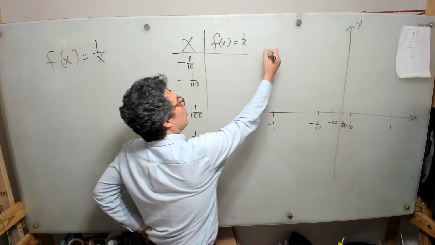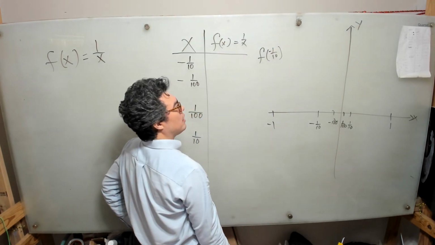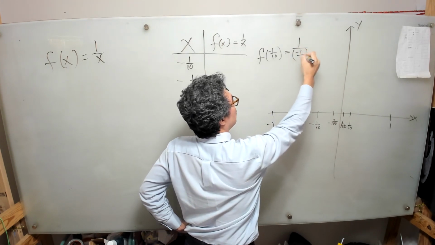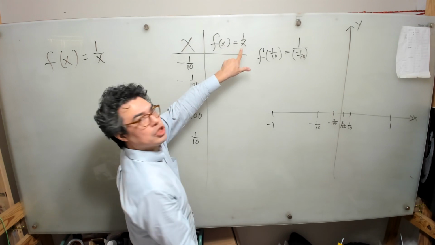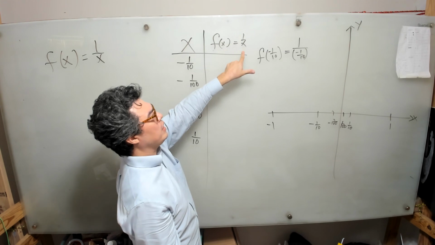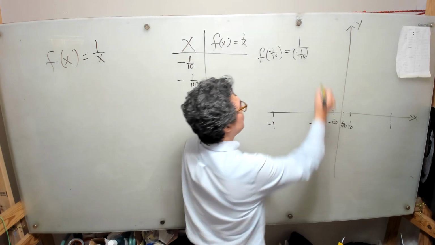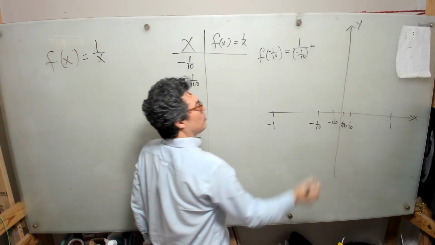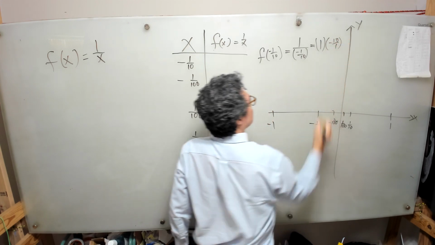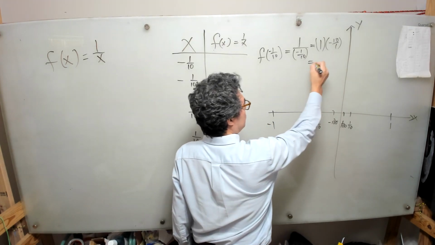Now, what is f of 1/10? Or let's start with the negatives. What is f of -1/10? F of -1/10 is 1 divided by -1/10, right? Because our function f takes an input x and outputs 1 over that x. So here, if the input is -1/10, it outputs 1 divided by -1/10. And of course, whenever we divide by a fraction, we multiply by the reciprocal, so we end up with 1 times -10/1. -10/1 is just -10, so we have 1 times -10, that's -10.